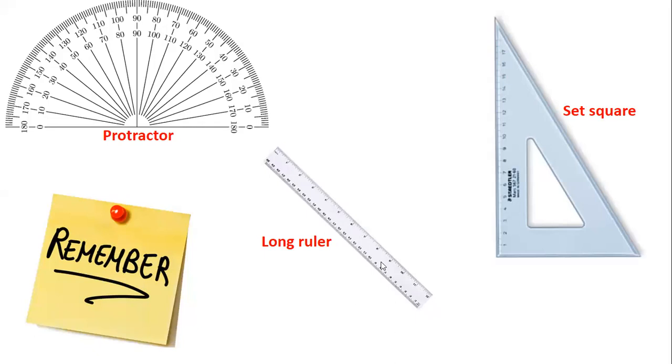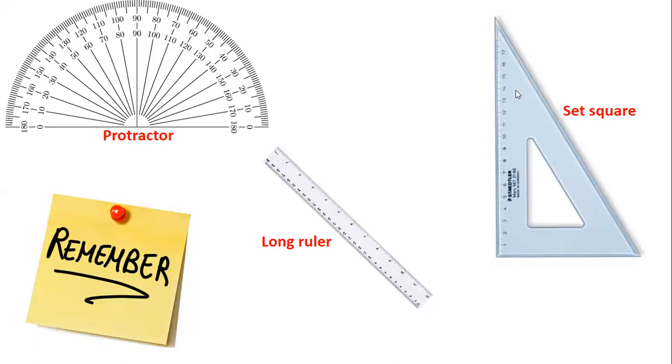The second ruler, of course, you know it, it's the long ruler. The long ruler, we use it to draw a segment, because to draw a segment, we need a long ruler. And the last ruler is called the set square. Of course, the set square, we use it to draw a perpendicular. So the set square is used to draw a perpendicular line.